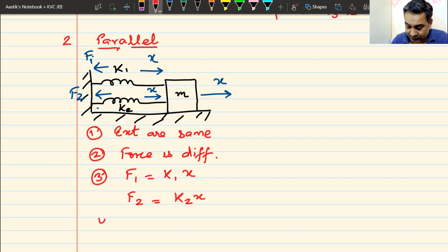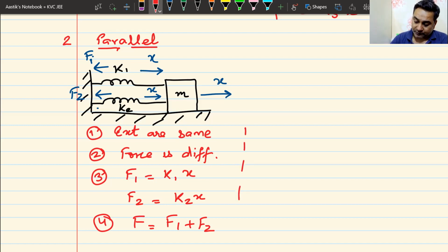If I talk about the total force F acting on the block, the total force acting on the block would be F1 plus F2. I hope I am clear till this point. I'll give you a minute to note it down. Please note it down. We'll come back.